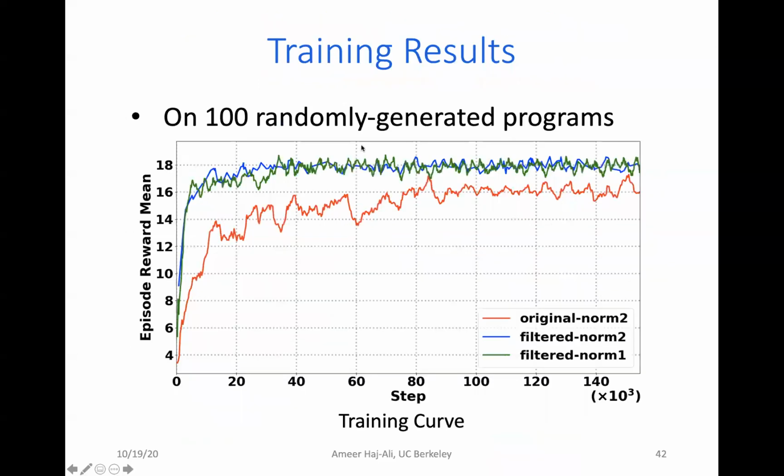And now, looking at some results, we see here the episode reward mean as a function of the number of steps or compilations we are at. So in red, you see here the original approach that took a very long time to train, and it was very noisy. But with two filtering approaches that we tried with different normalization schemes, we were able to converge much faster and achieve a much more stable result.